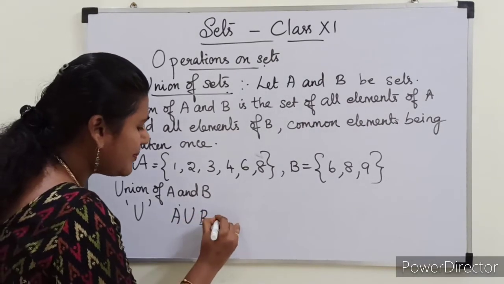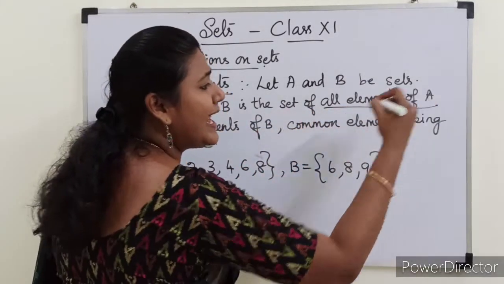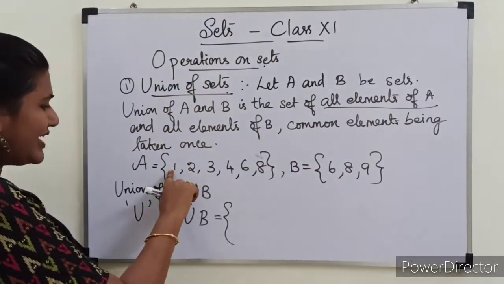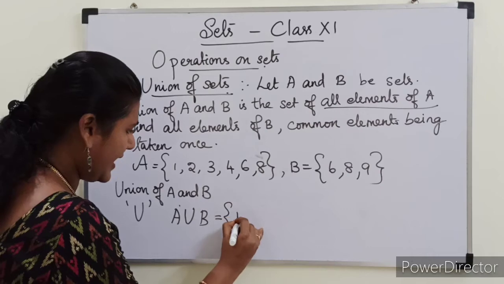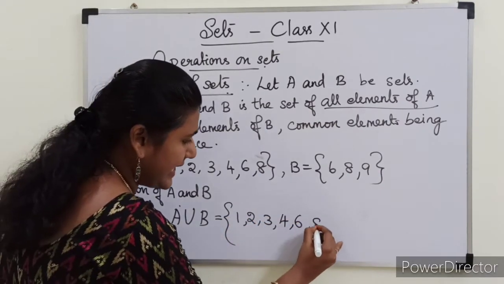So A union B is the collection, the set of all elements of A. So we will write all the elements of A here: 1, 2, 3, 4, 6, 8.